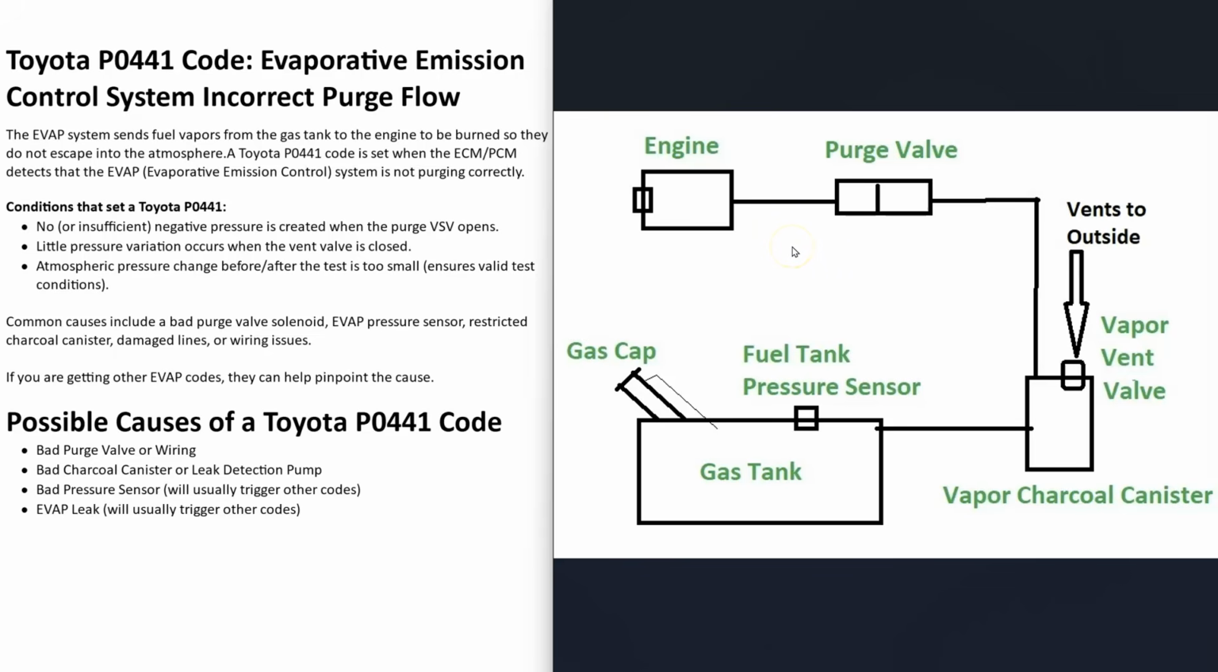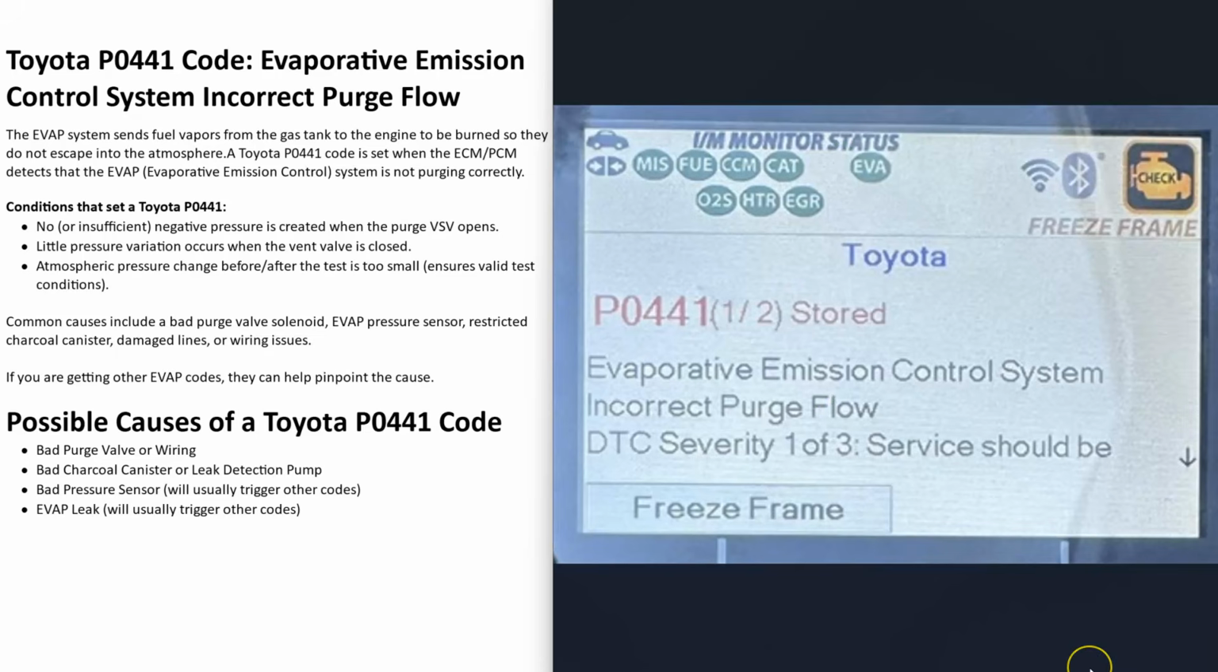When you get this P0441 code, the computer has seen a problem inside the system, that there's some kind of issue going on. And so it's going to have to be troubleshot to know why. One thing to note about this P0441 code is that if you're getting any other codes, be sure to pay attention to that because that can help point you to what the problem is. So be sure to keep that in mind.